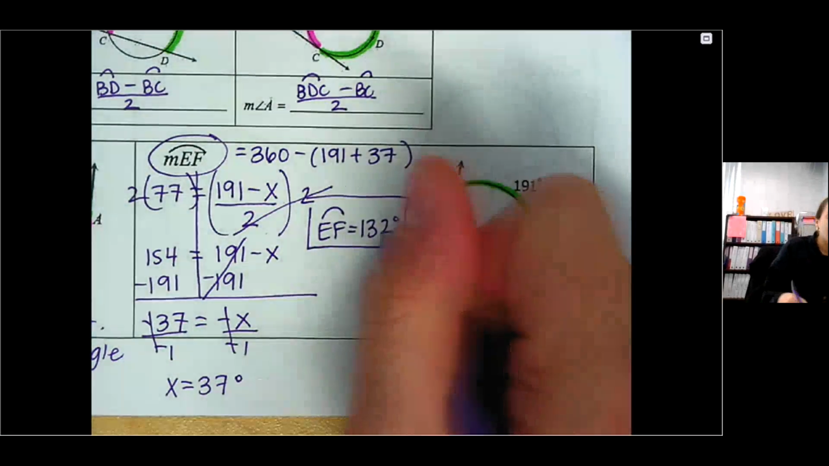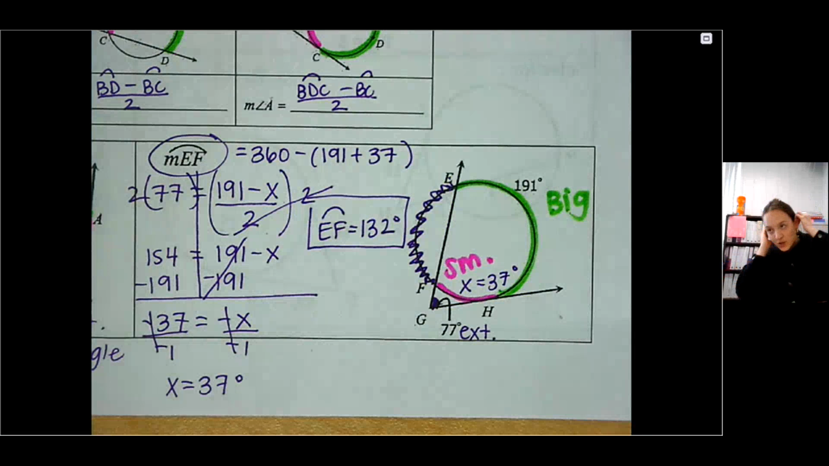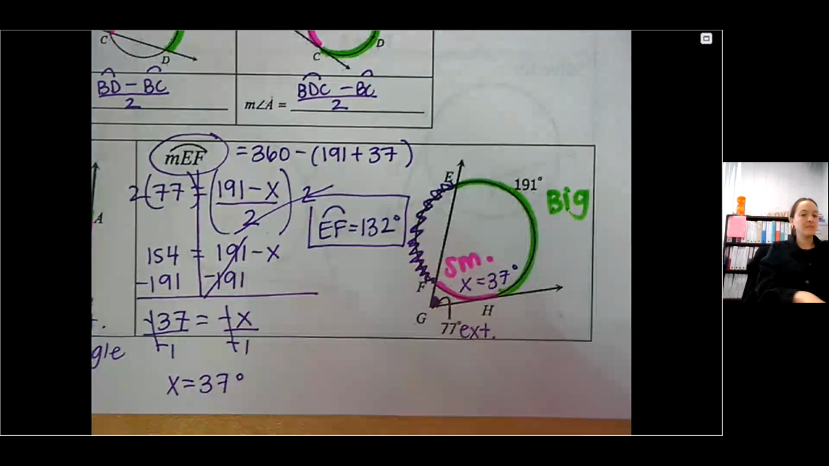So it's like multiple steps, right? Because you have to solve for the problem, but then you also have to take that answer and plug it in and use it to finish up the problem. Whew. Okay. Flip it over.